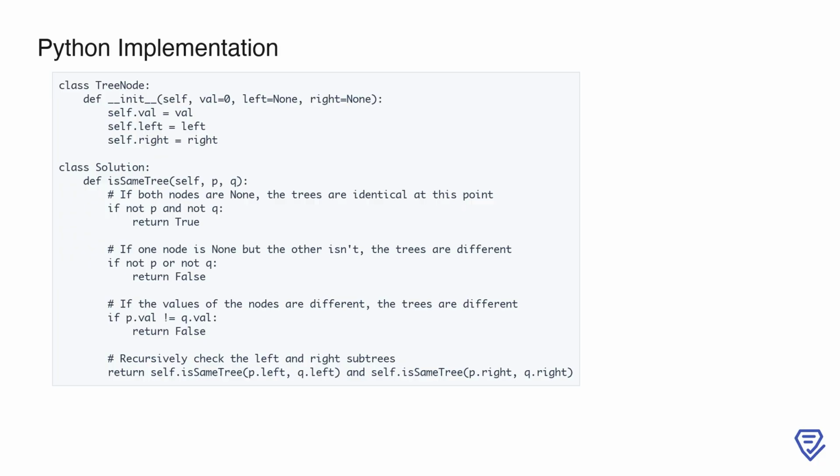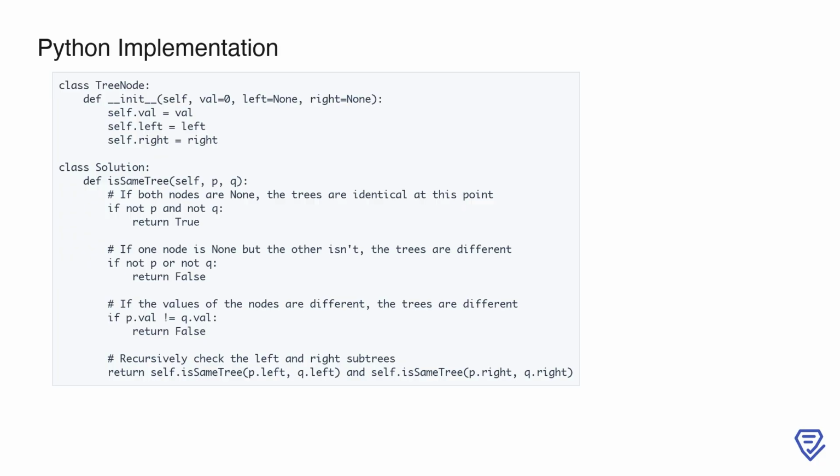The isSameTree method of the Solution class performs the comparison. It takes two input parameters, p and q, representing the root nodes of the two binary trees to compare. The function uses recursion to traverse both trees simultaneously and compare their structures and values. The base case checks if both p and q are none. If both are none, it means we've reached the end of a branch in both trees, and they are identical at this point, so the function returns true.